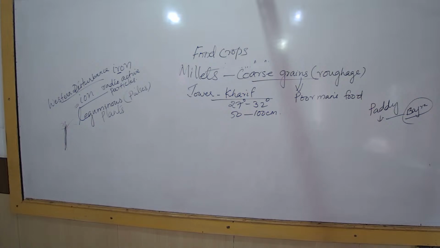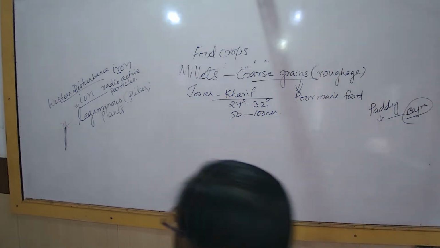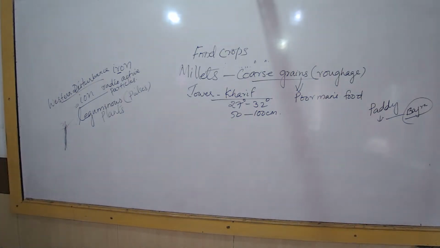Generally, broadcasting method is used. And where it is grown: Karnataka, Tamil Nadu, Uttarakhand, Maharashtra and Andhra Pradesh. Okay. Now you just read this one, Bajra and Ragi. Afterwards, the pulses which I have already explained, that part we will see.